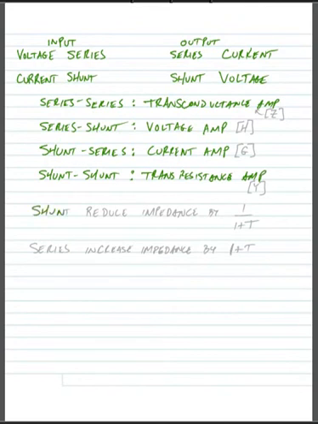Now remember, shunt connections reduce impedance by 1 over 1 plus the loop gain of our circuit, and series connections increase impedance by 1 plus the loop gain.